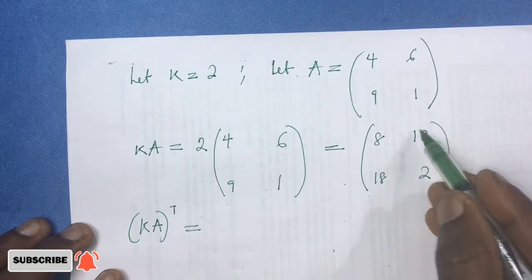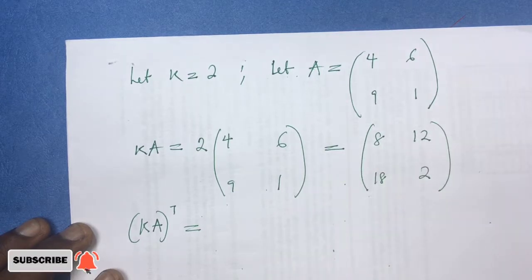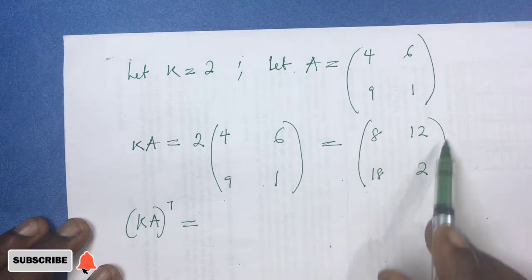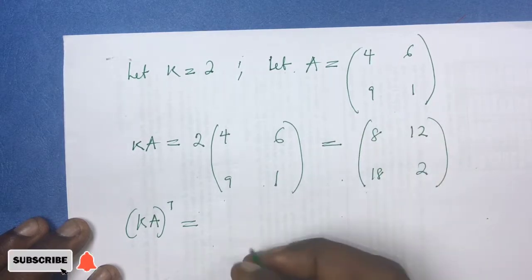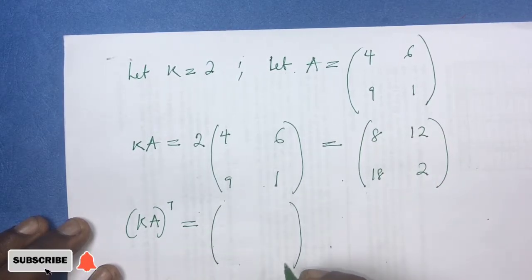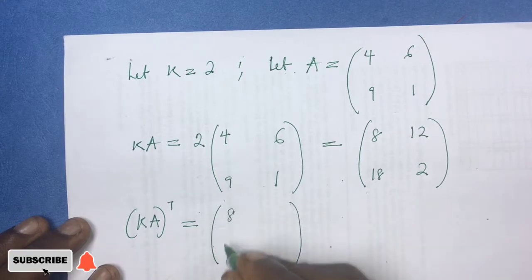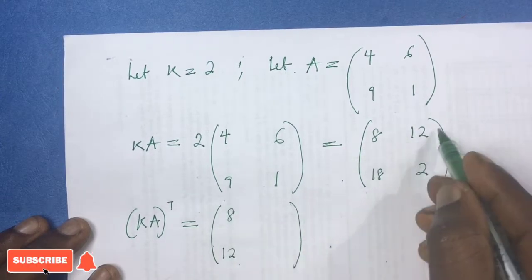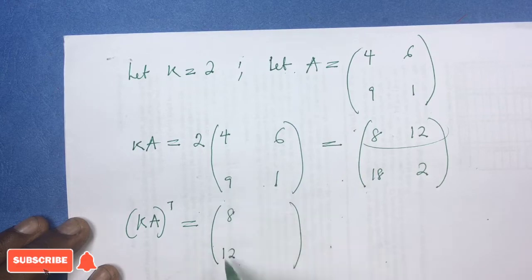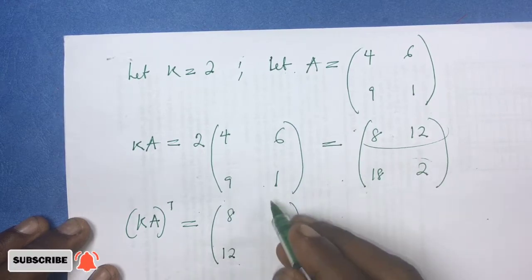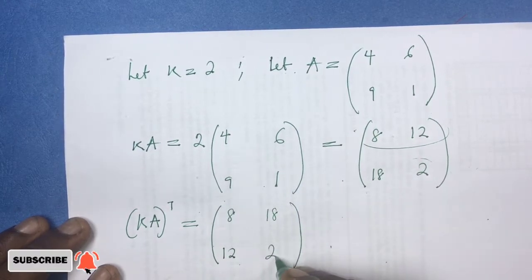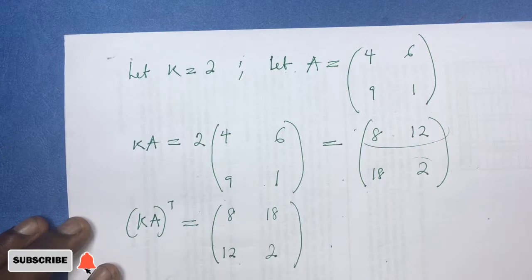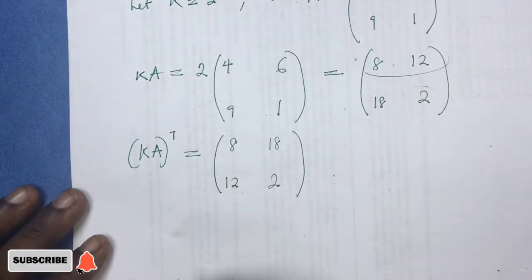Ka transpose will be transposing this matrix, which is Ka. So if you transpose Ka, what are you going to have? You are going to have 8 and 12. That is, this row becomes a column. The second row becomes the second column, and that will be 18, 2. Now, this is Ka transpose, Ka all transpose.